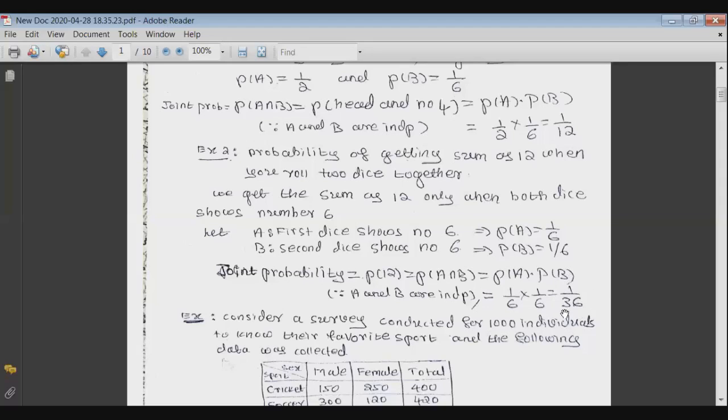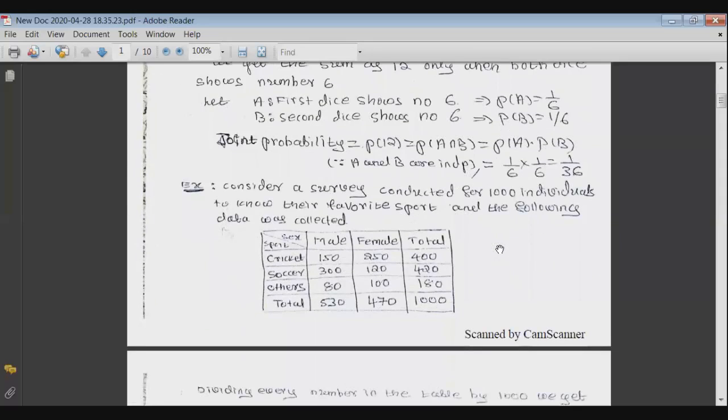This 1 by 36 represents the probability of getting the sum as 12 when we roll two dice at once. We get the sum as 12 only when the first die shows number 6 and the second die also shows number 6. That's the probability of getting a sum of 12 whenever we roll 2 dice at once. Now, in order to understand the concept in a better way, let us consider an example.